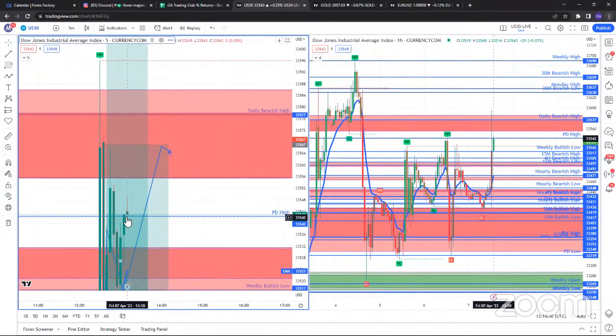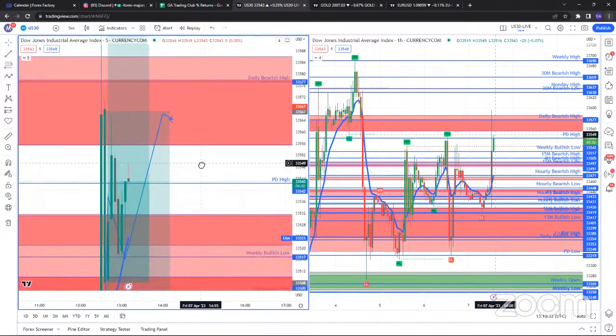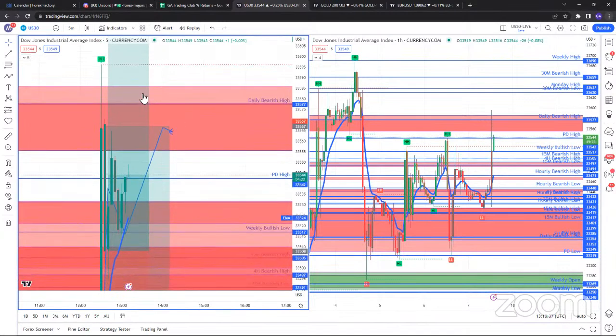But I like how price opened up with a gap. So that means there's some buyers in that zone.